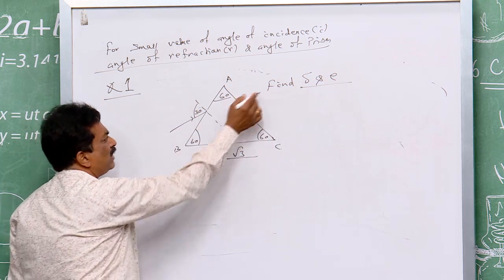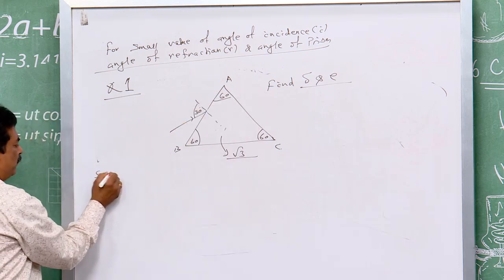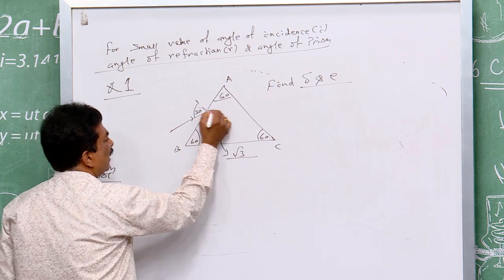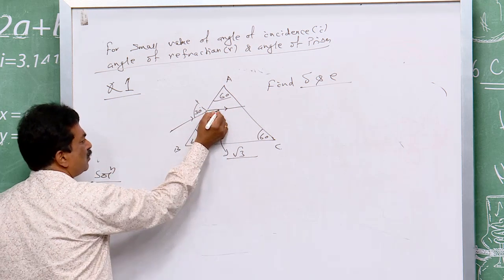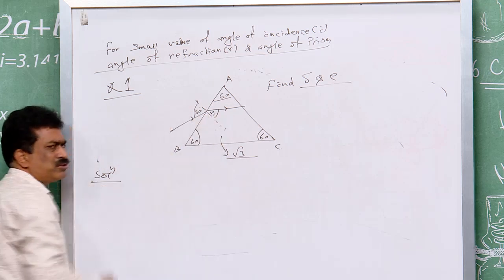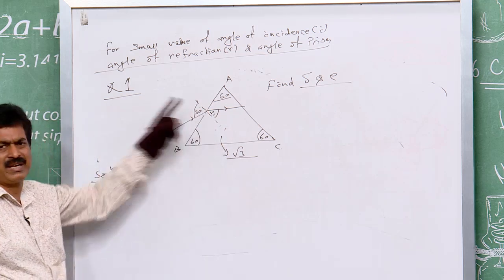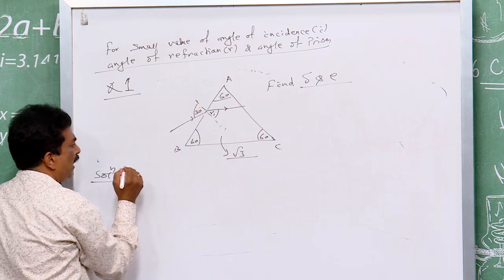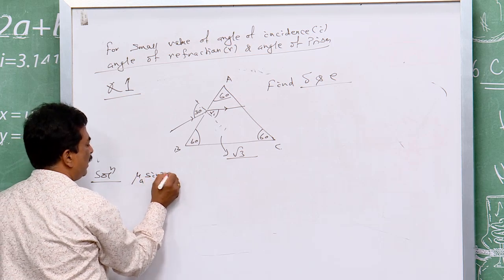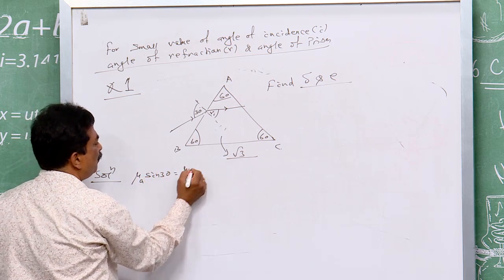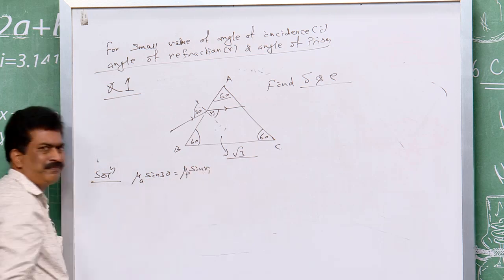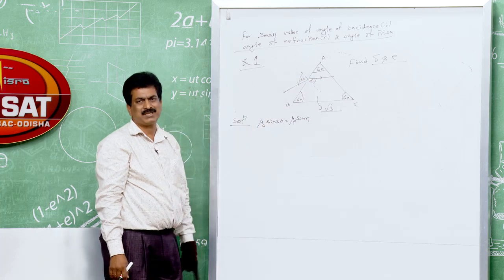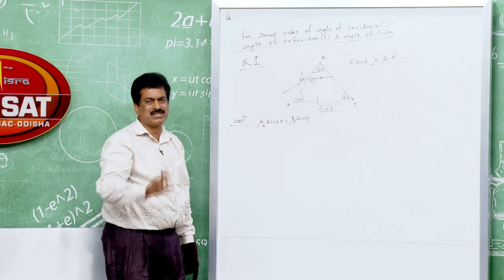So how will you find these two values? Solution. This is the incident ray, this is the normal, and there will be a refracted ray, and this will be the angle of refraction, R1. Here the refraction is taking place at this point. So according to Snell's law, mu A sin 30 is equal to mu P sin R1. Clear, my students? This is the point where the refraction is taking place. Where refraction is taking place, Snell's law is to be satisfied.